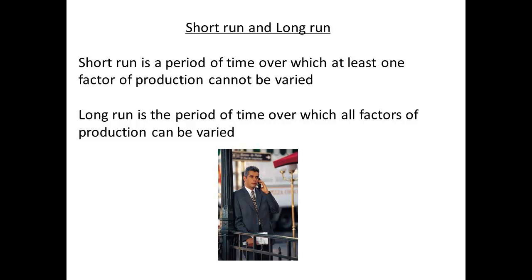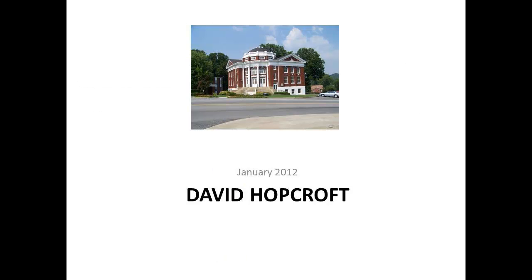Finally, in this podcast, we distinguish between short-run and long-run. If any of the three factors mentioned, land, labour and capital, cannot be varied within a particular period of time, then this is referred to as a short run. If all of the factors of production can be varied, then the period of time is referred to as the long run.